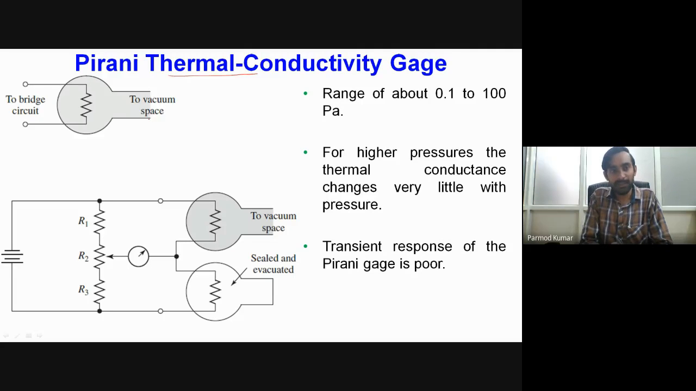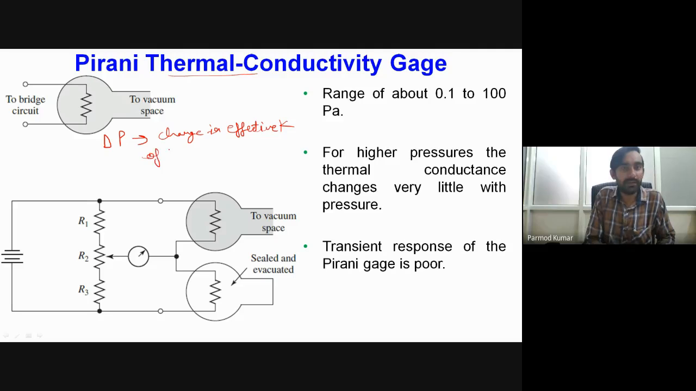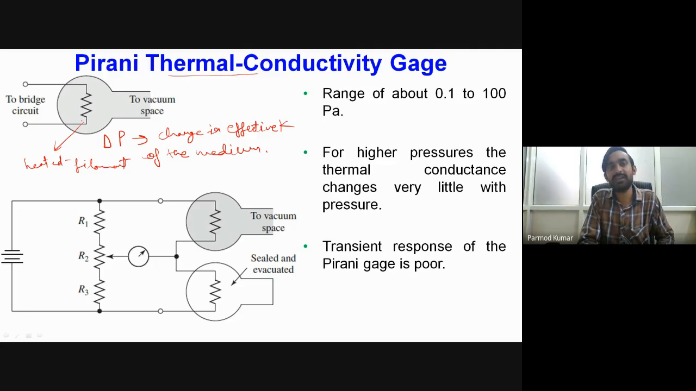Okay, so now what will be happening: depending upon the value of the pressure, there will be a change in the effective thermal conductivity of the medium. So what I can write over here is that delta P leads to a change in the effective thermal conductivity of the medium. Okay. So what will be happening if I have some heated filament over here? This is a heated filament. It will be exchanging heat with this gas which is coming from the vacuum space.